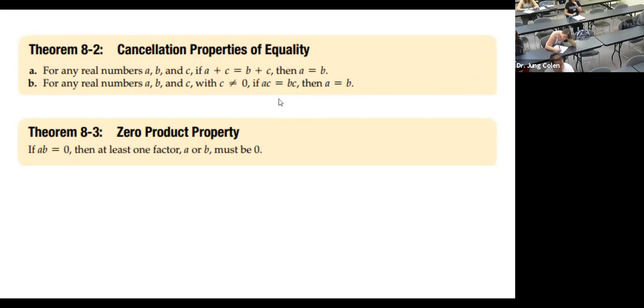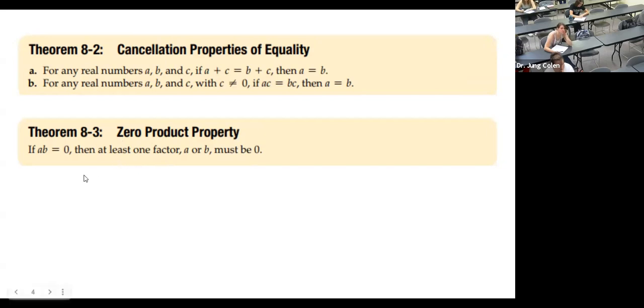Because, as Henry just said, we cannot divide both by c, because it's undefined. We can't. That's why we say c cannot be 0. If c is not equal to 0, we can now divide both sides by c, and we get a and b on each side. Okay? Zero product property. So we know that 0 is very powerful.